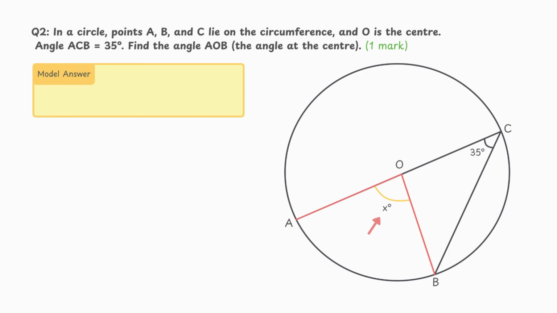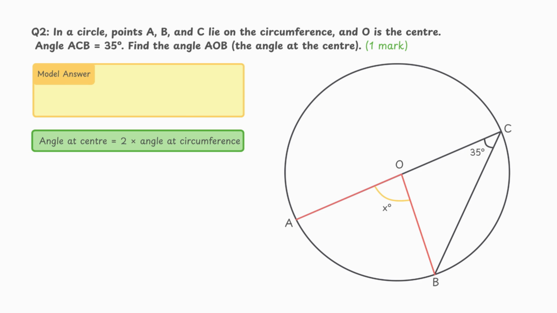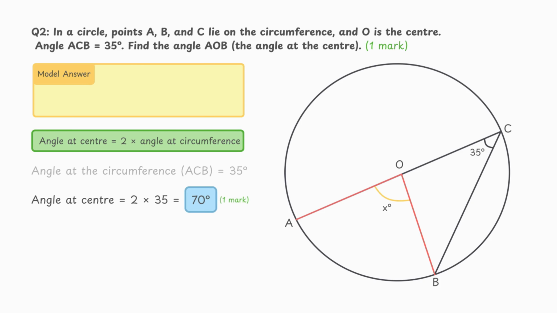Now recall the circle theorem. The angle at the center is equal to 2 times the angle at the circumference when they are formed from the same arc. So we take the angle at the circumference, which is 35 degrees, and multiply it by 2. 2 multiplied by 35 gives 70. So the angle at the center, angle AOB, is equal to 70 degrees. And that's your final answer.